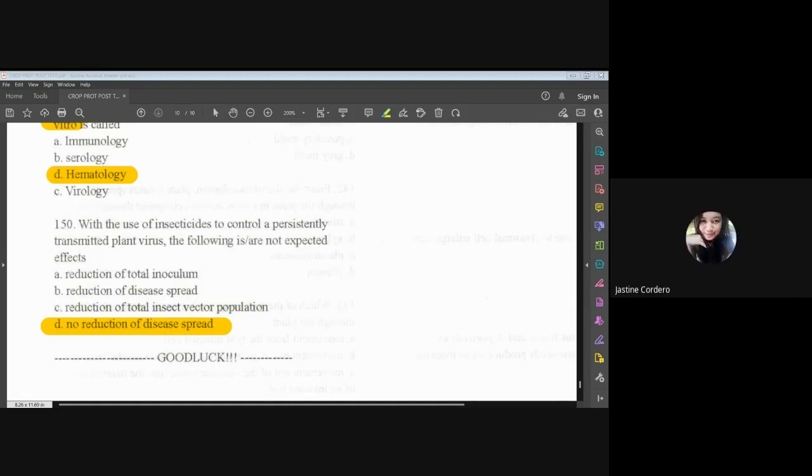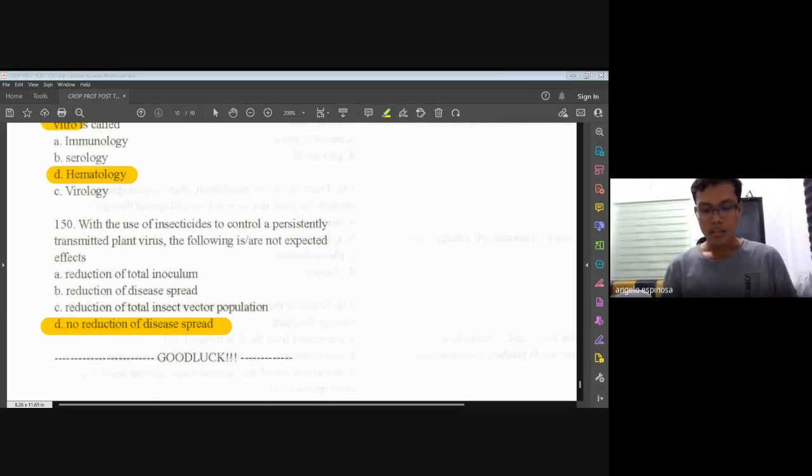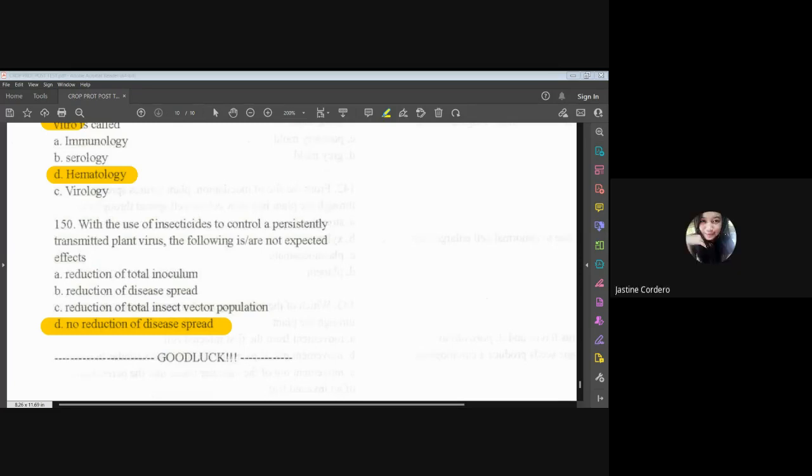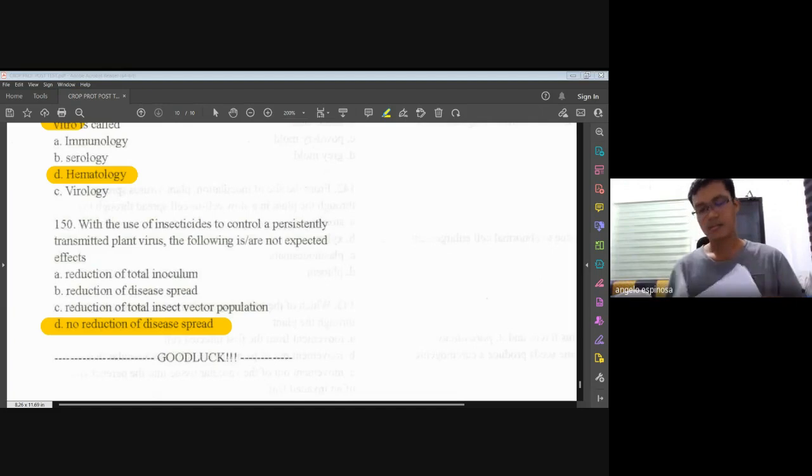Tapos, number 109 to 113? 109, letter D, auto-rinking. 110 is letter B, Gerardo Ocfemia. 111, letter C, disease. 112, letter A, virulence. 113, letter B, hyperplastic. Sige, sir.